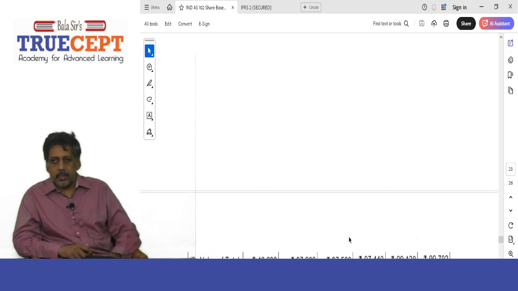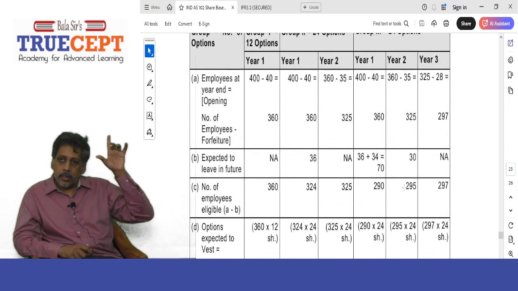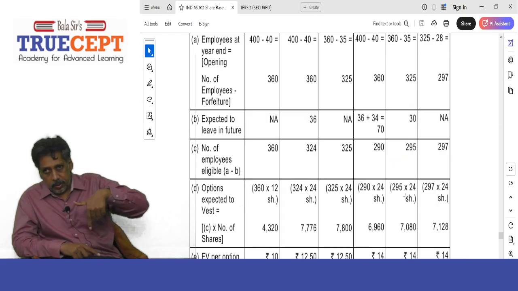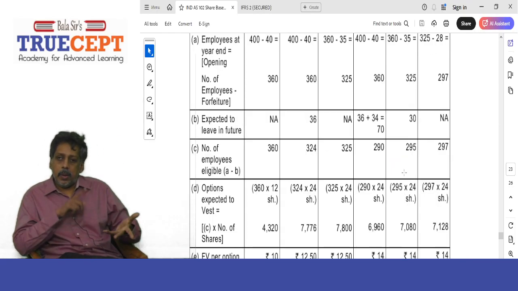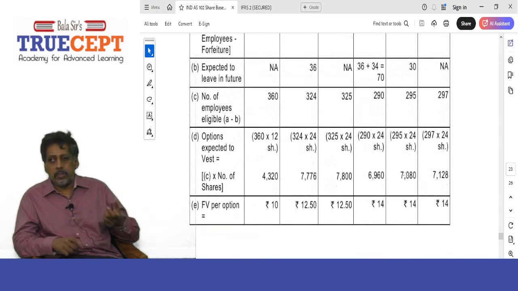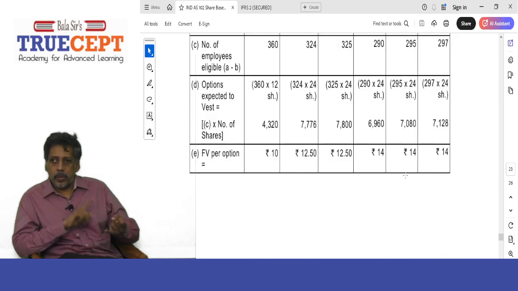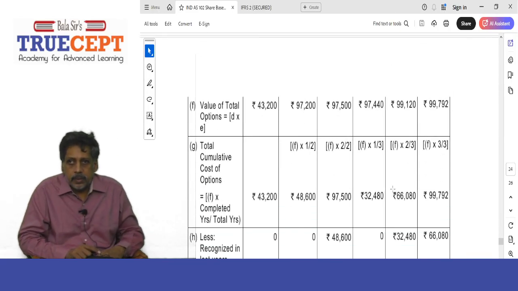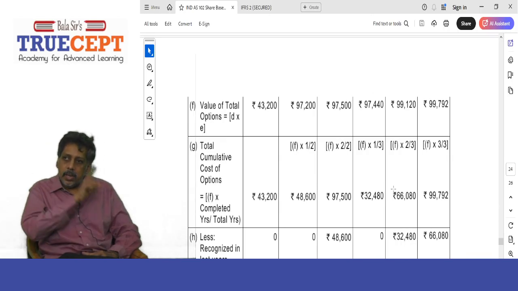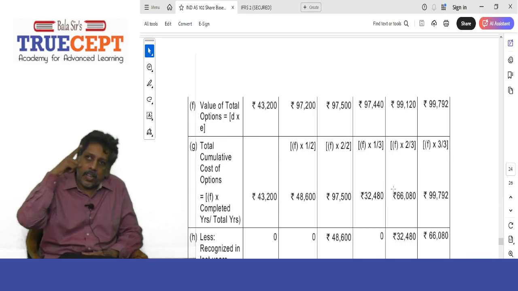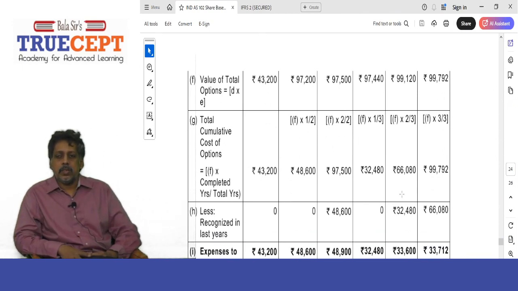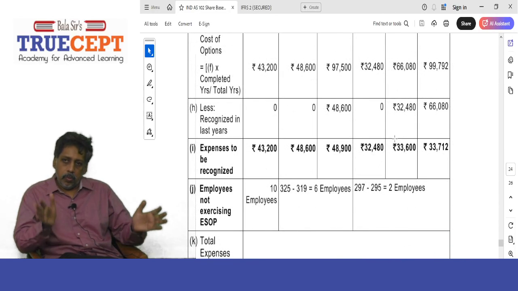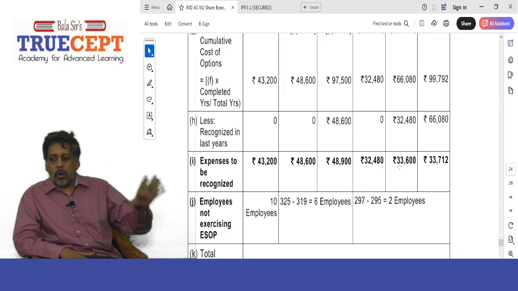Now G3. What should I do? I will take 295 employees expected to satisfy the vesting condition, after minusing 30 expected leavers. So 295 employees into 24 options each, that into 14 rupees, into 2 divided by 3, because out of 3 years, 2 years are over. How much do I get? 66,080 rupees. From this, you minus 32,480 already expensed. We get 33,600. That is the expense for G3 in the second year. Understood? Together, rupees 82,500 is the total expense for year 2.